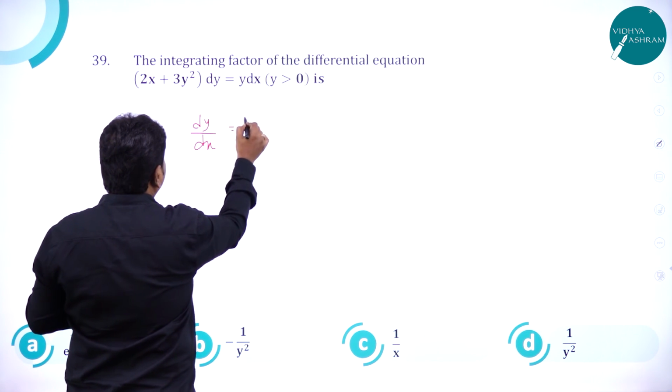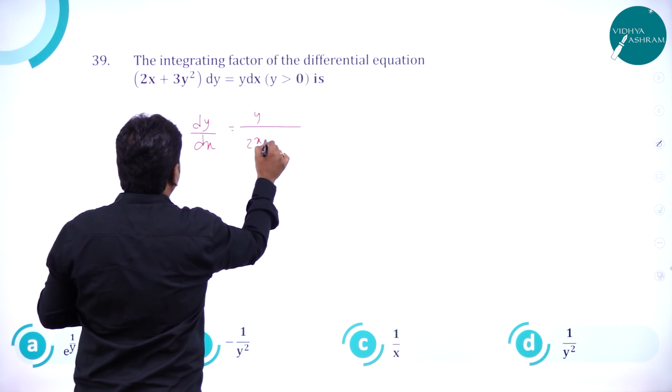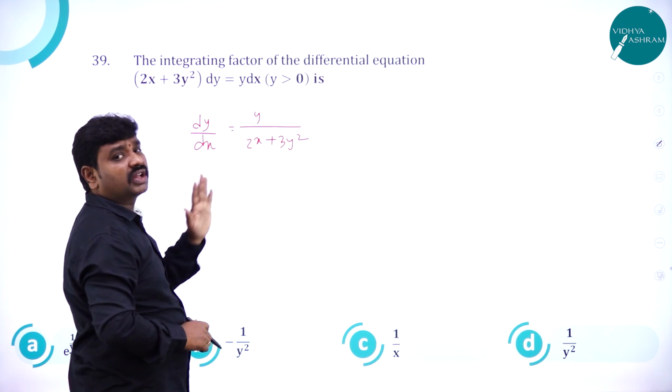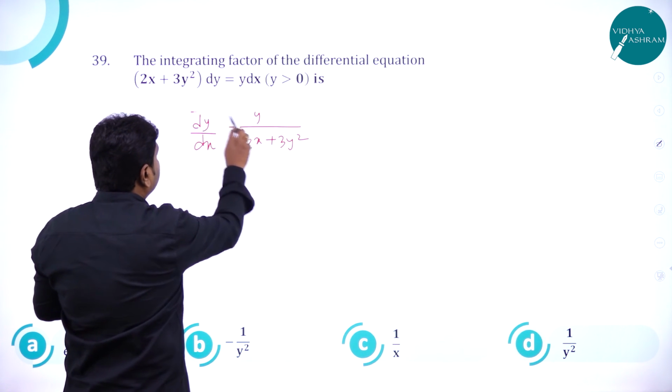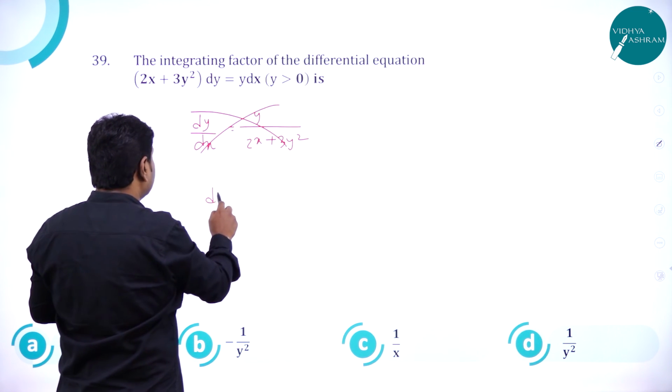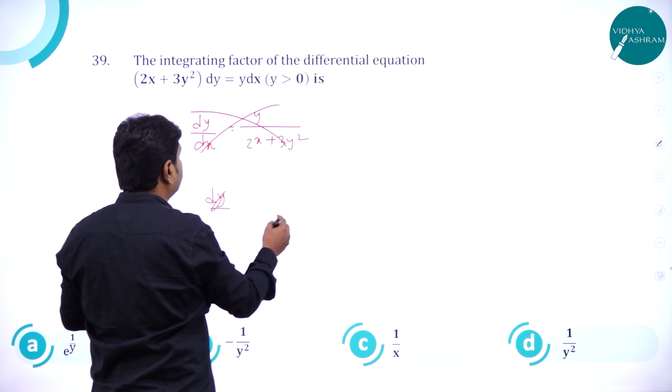Dy by dx is equal to y divided by 2x plus 3y square. See, if the denominator has two terms, it is difficult to split. So this will not help me. If I take reciprocal, it will help me. Take reciprocal of dy by dx.